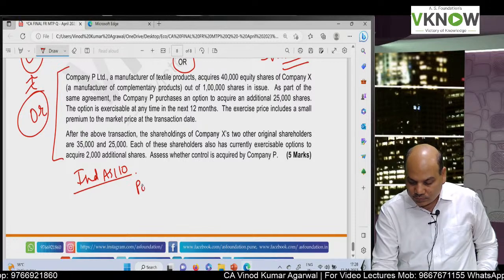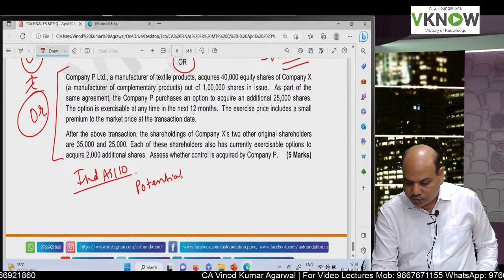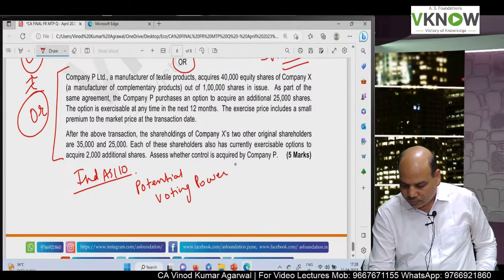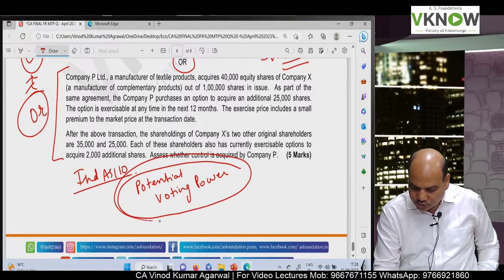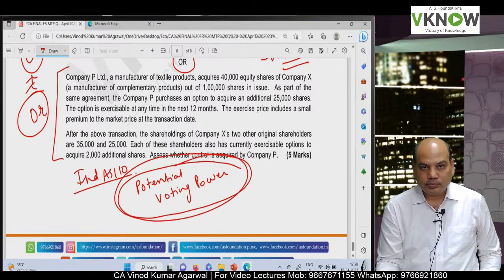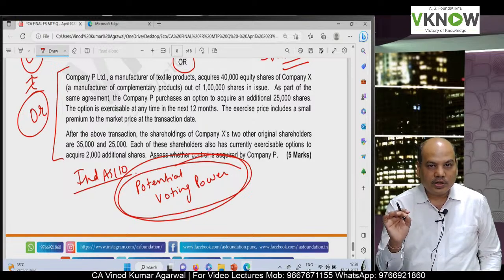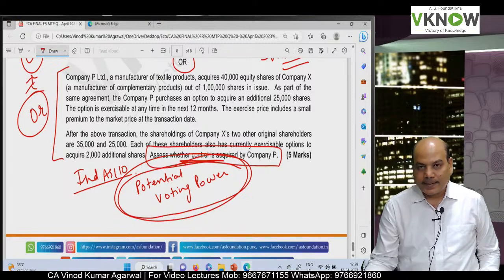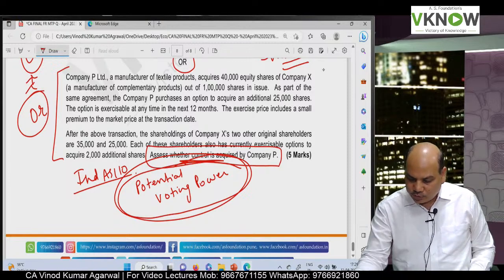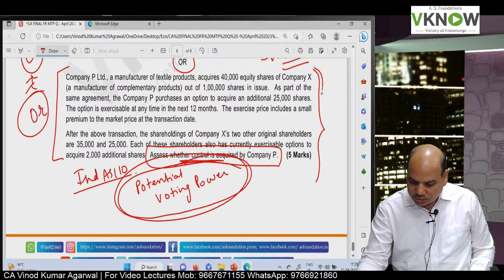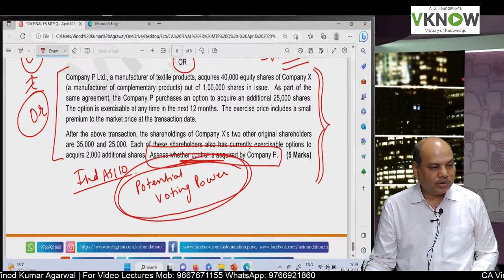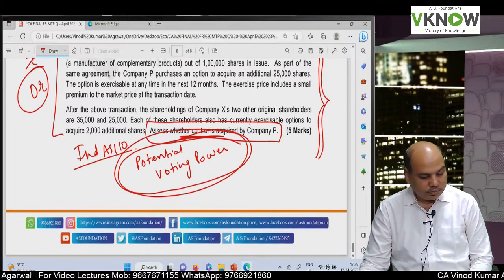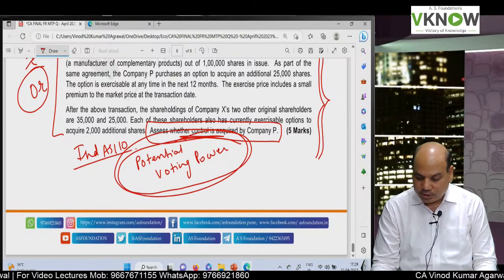Under this question there is a concept of potential voting power. You have to consider the potential voting power also while deciding whether control exists or not. So this question is also about control. I think the same question is there in the study material also, and we had also discussed this question in the classroom. So this was your FR RTP April 23.